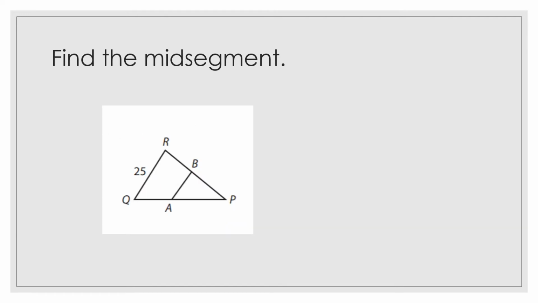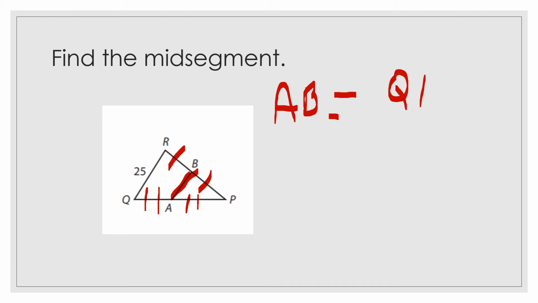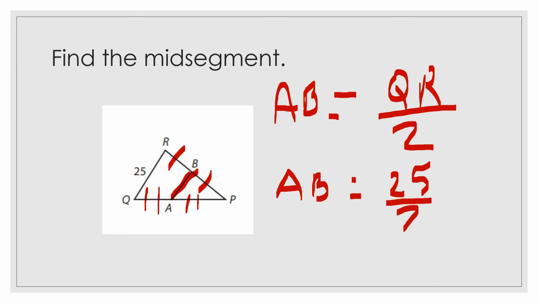Now we want to calculate the distance between A and B. AB is going to be the midsegment, and in order for that to happen, BP and BR have to be congruent and PA and AQ have to be congruent. Remember that the formula for a midsegment is taking the length of segment QR, which is the base that it is parallel to, and dividing that by 2. So the length of segment AB is equal to 25 divided by 2, which is 12.5.